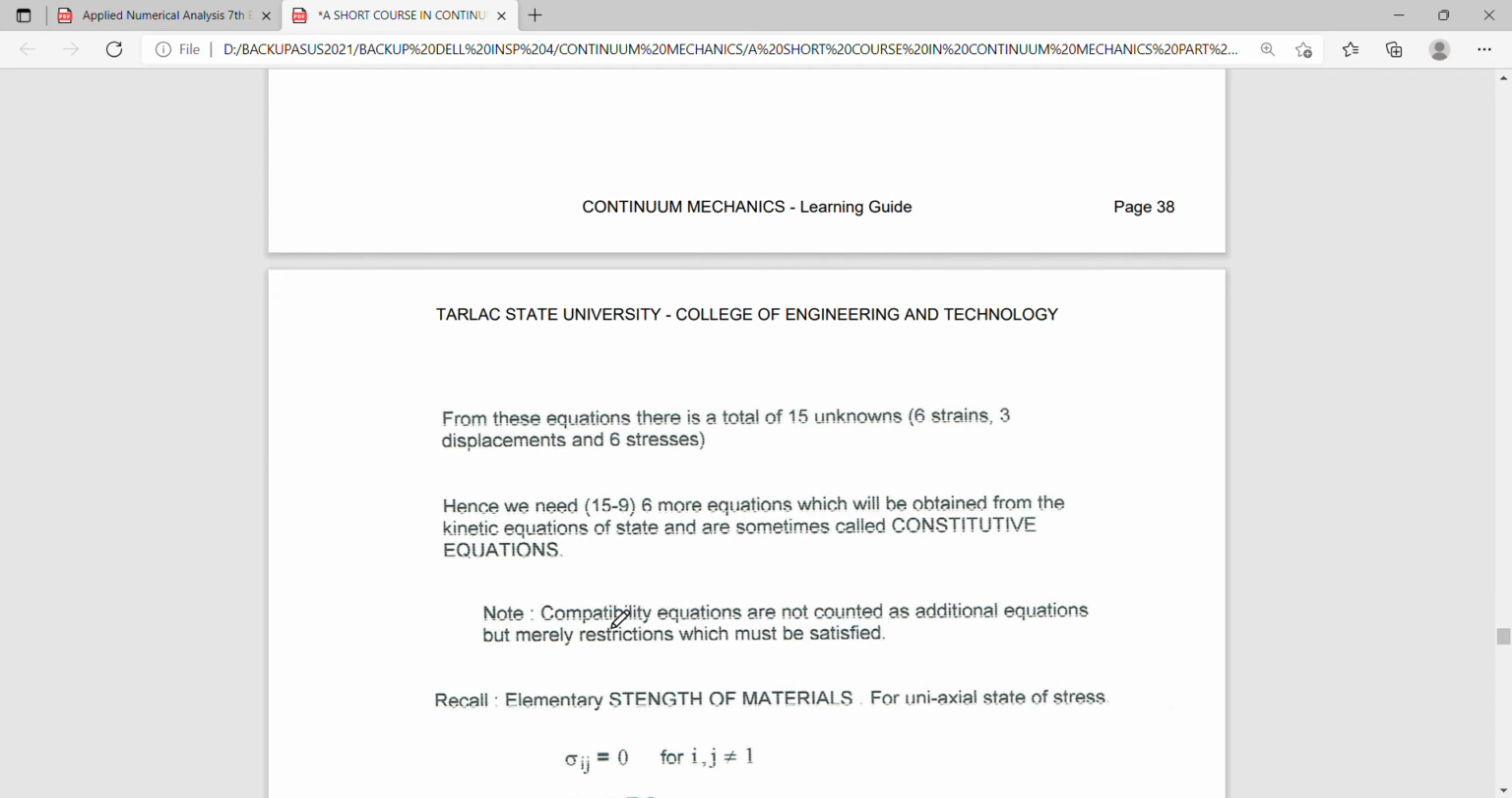But this compatibility equation cannot be used as an additional equation to fill up the remaining equations that is needed to complete the solution for these 15 unknowns. So take note of that.